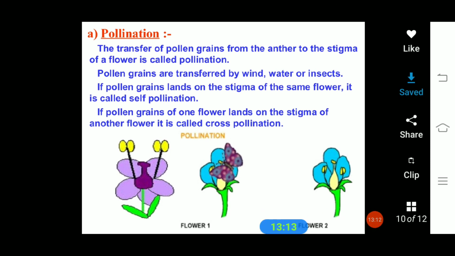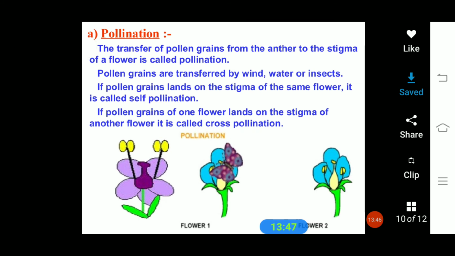One is self pollination, and another one is cross pollination. So what is meant by self pollination? Self pollination means, students, if the pollen grains land on the stigma of the same flower, it is called self pollination. If pollen grains of one flower land on the stigma of another flower, that is called cross pollination.